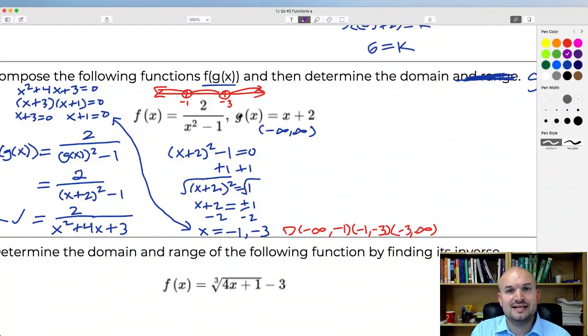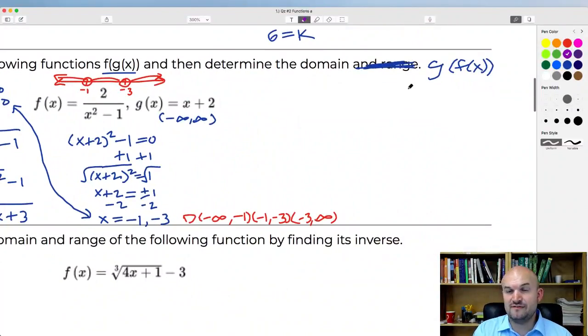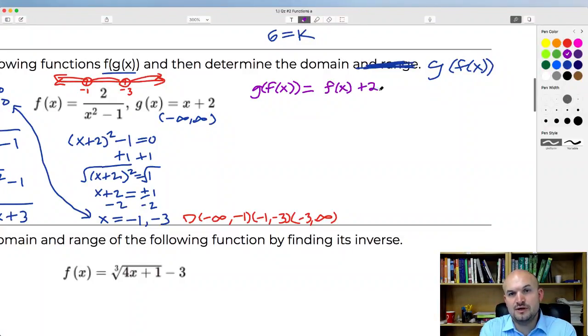All right, let's go and get into now g of f of x. So now g of f of x, what I am doing is plugging in the f of x function into g. So it could look something like f of x plus 2. Well, now I have f of x defined here, which is 2 over x squared minus 1. So therefore I set another equal sign, so 2 over x squared minus 1 plus 2.